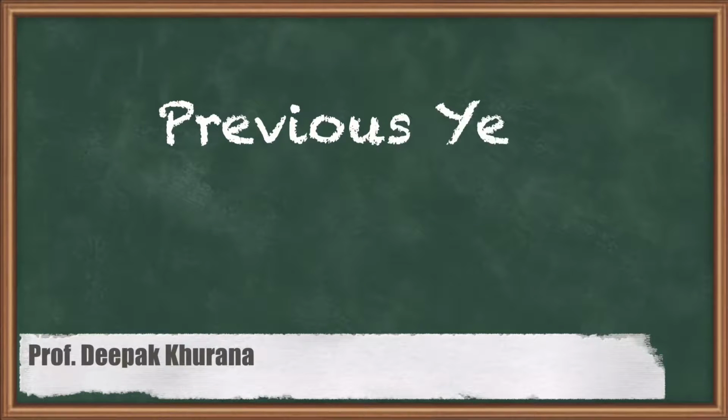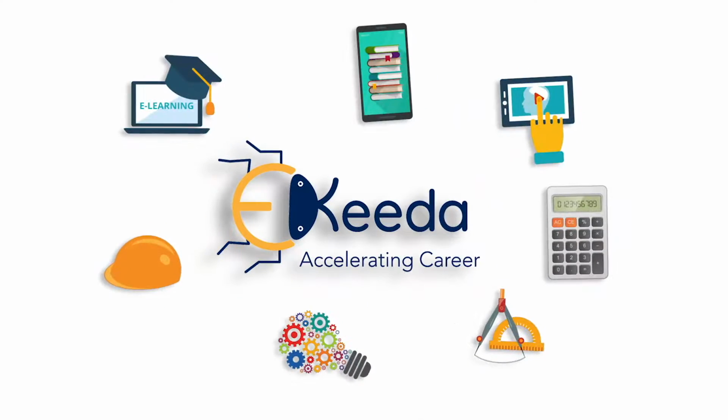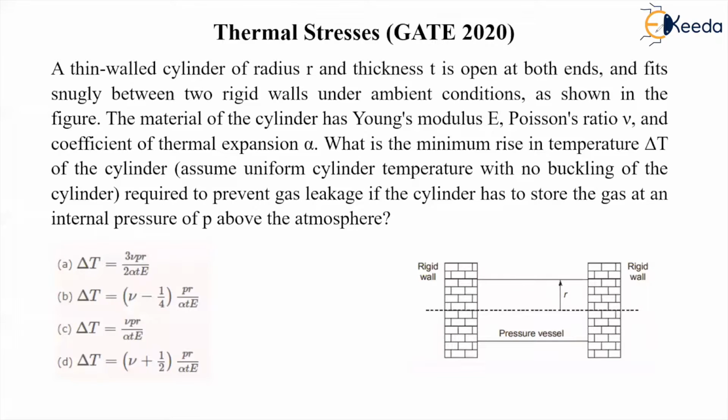Hello students, in this session let us solve a question of thermal stresses. In this question, we are given a thin walled cylinder of radius r and thickness t, which is open at both ends. Keep in mind that this is not a closed cylinder, this is an open cylinder, open at both ends. This you should remember.